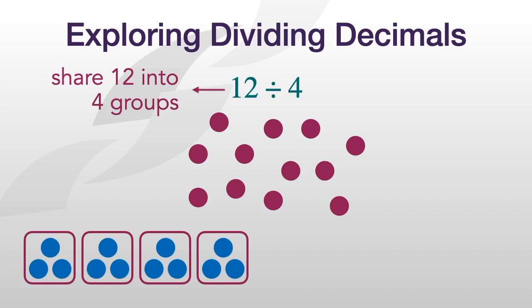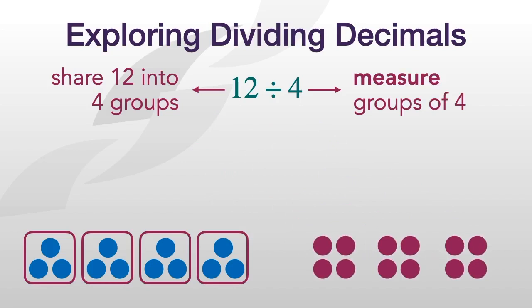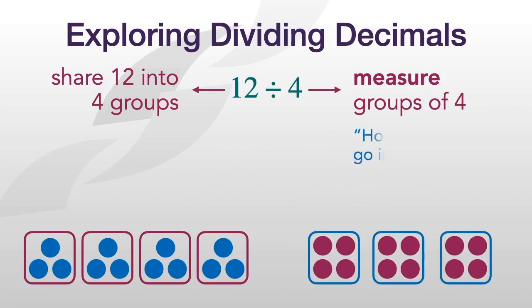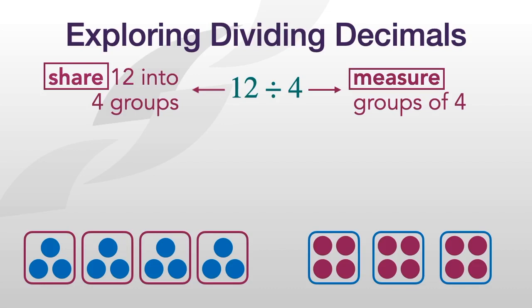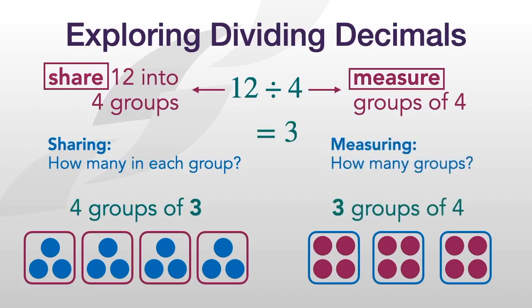Another meaning answers how many groups if we measure the size of each group. If we divide 12 into groups of 4, we see that we can make 3 groups. Another way to understand the meaning of measuring is to ask the question, how many 4s go into 12? For each of these 2 meanings of division, the answer is 3. Sharing answers how many are in each group, and measuring answers how many groups.